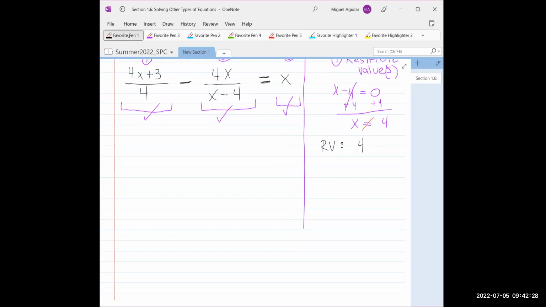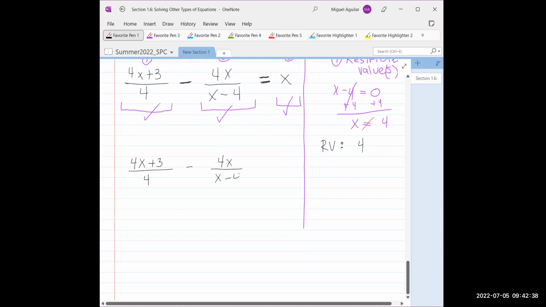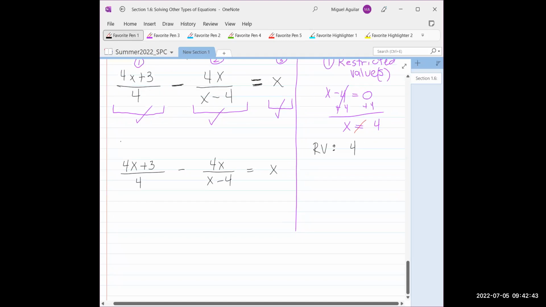So I'm going to rewrite it. 4x plus 3 over 4 minus 4x over x minus 4 equals x. Okay, now I'm going to start solving.